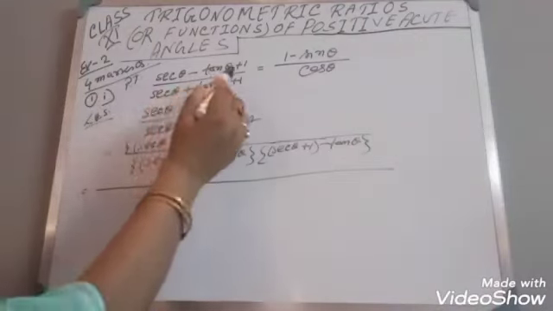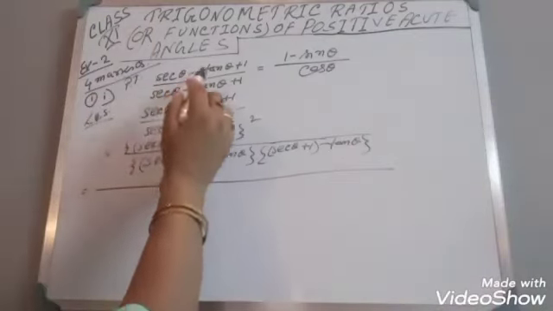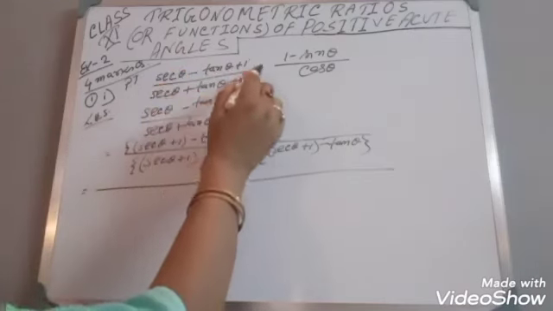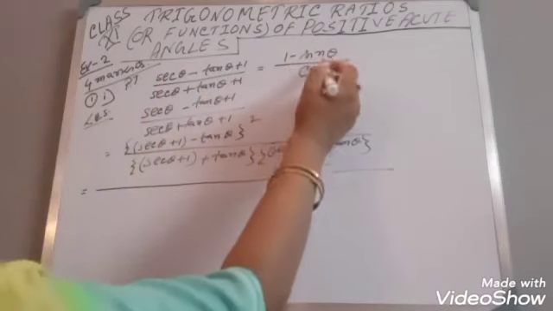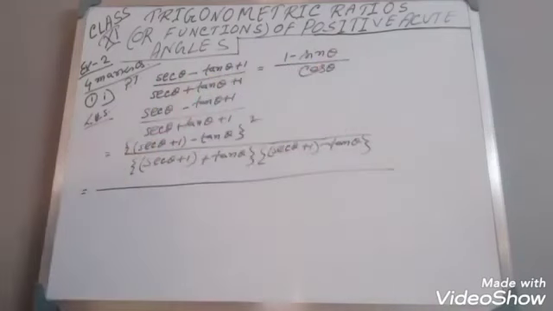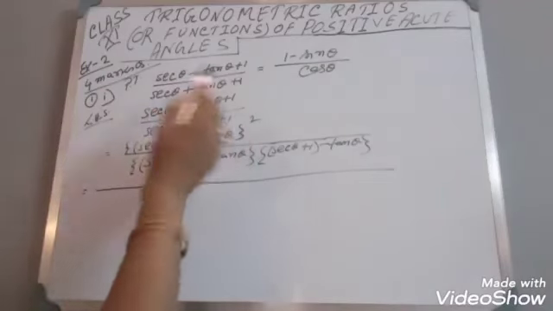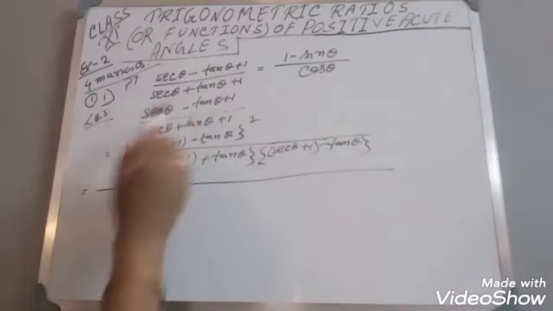Sec theta minus tan theta plus 1 by sec theta plus tan theta plus 1 is equal to (1 minus sin theta) divided by cos theta. This is what we have to prove. So let us start from the left hand side. Let us write the left hand side.